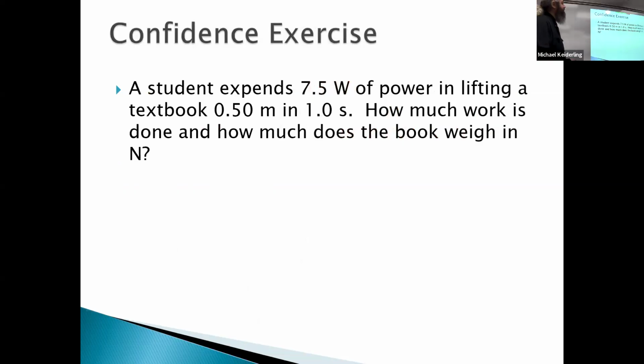A student expends 7.5 watts of power in lifting a textbook 1/2 meter in 1 second. How much work is done and how much does the book weigh in newtons? So here we're starting with power and we're working out work. Work will just be power times time. And then we're going to work out the force, because remember, work is force times distance.